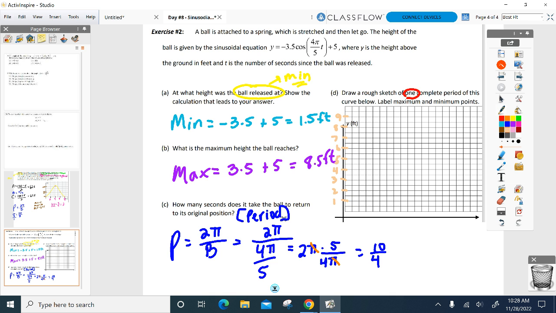I went by 0.5s just because that's how I roll. I went by halves, but if you guys went by 1s, that's fine too. All right, ready for the x-axis? It says only 1 period, so 4 tick marks again. 1, 2, 3, 4. However you space them out. Last one's always the period, right? 10/4.